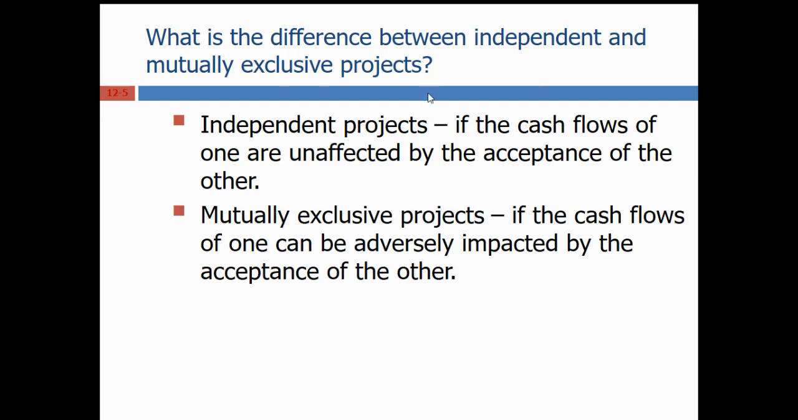Mutually exclusive projects means if you have two projects A and B, if you choose A, then you have to reject B. If you choose B, then you have to reject A. You can only choose one. That is called mutually exclusive. Mutual means together, exclusive means you cannot have two together.